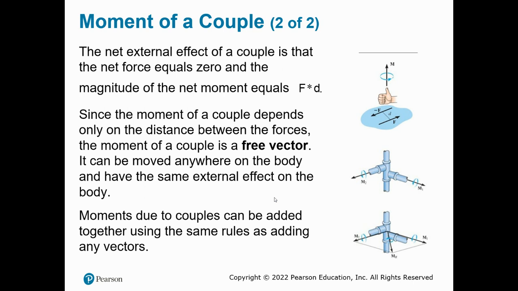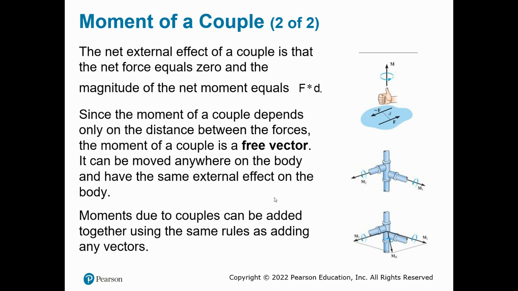The net external effect of the couple is that the net force equals zero. We know that the forces are equal in magnitude and opposite in direction, so the net force equals zero. However, the magnitude of the net moment is not zero; it equals F times d.